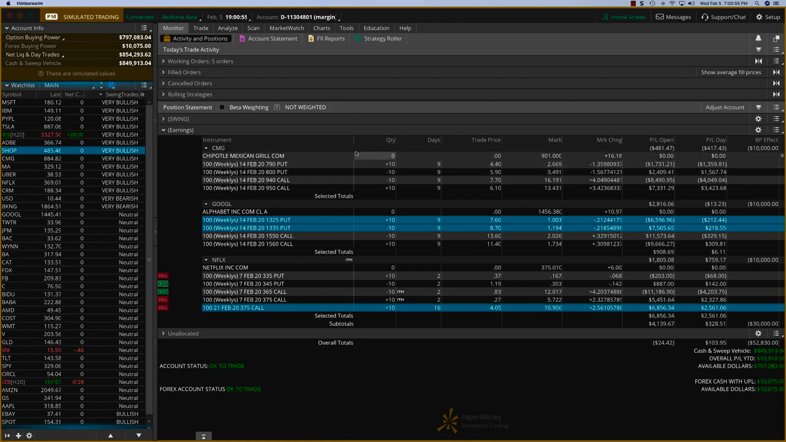And Chipotle reported last night, and of course we have an iron condor, the 800 790 put and the 940 950 call, and right now it's at 900, so it's sitting right in the middle. We expect this also to expire worthless.